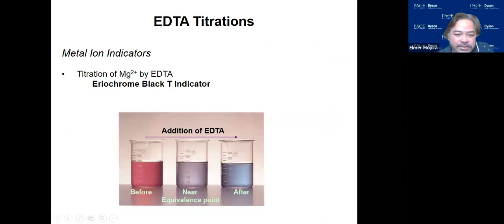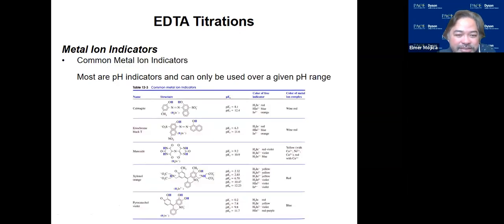Okay, so how useful is the EDTA titration? As I've told you, if you have problems with metals, usually that's the one that you use. If you remember Eriochrome Black T, this is before, then the equivalence point, and then after. You witnessed this, those who did the experiment. There are other metal ion indicators, but you don't need to know them. Eriochrome Black T is already enough.